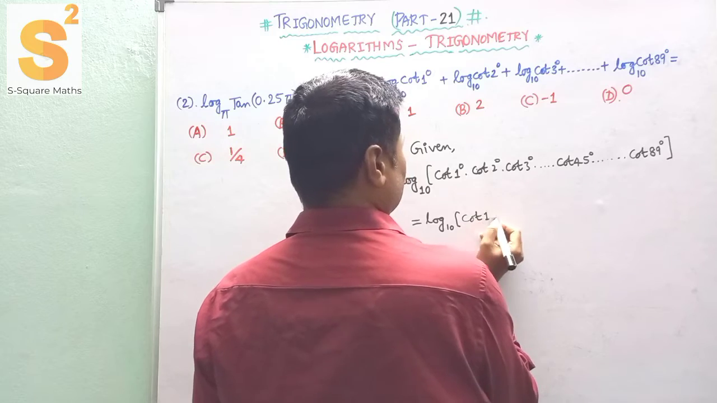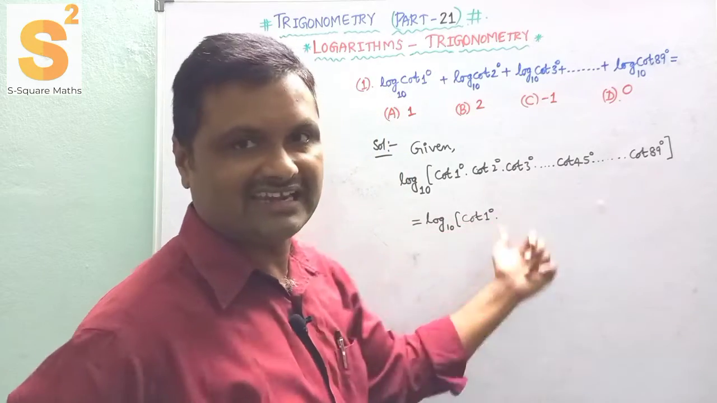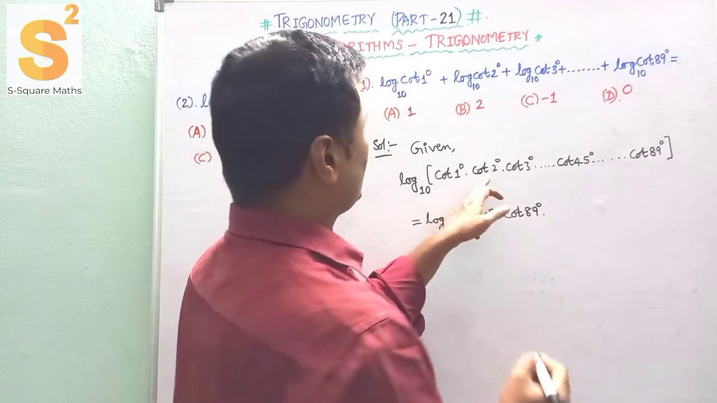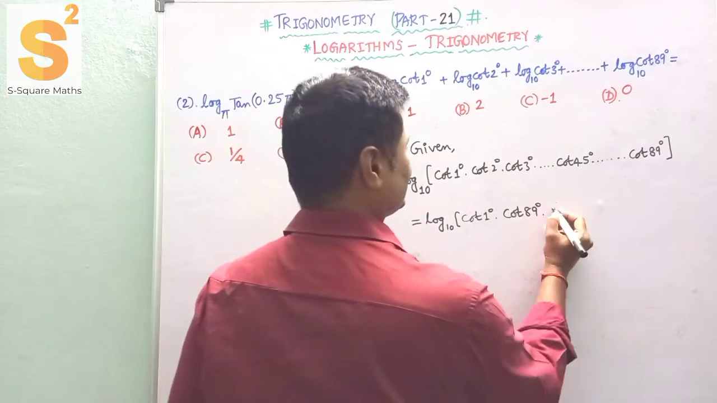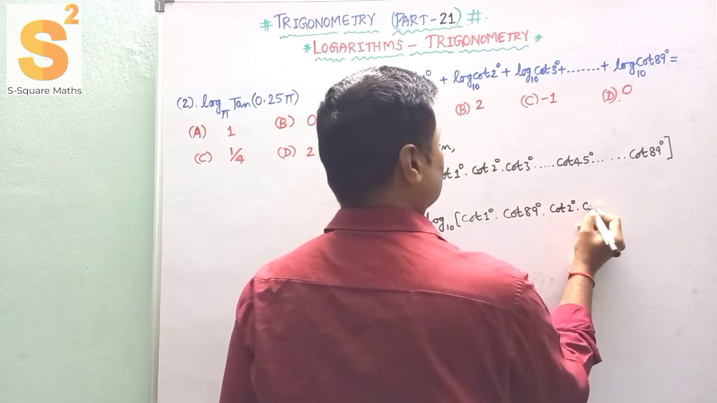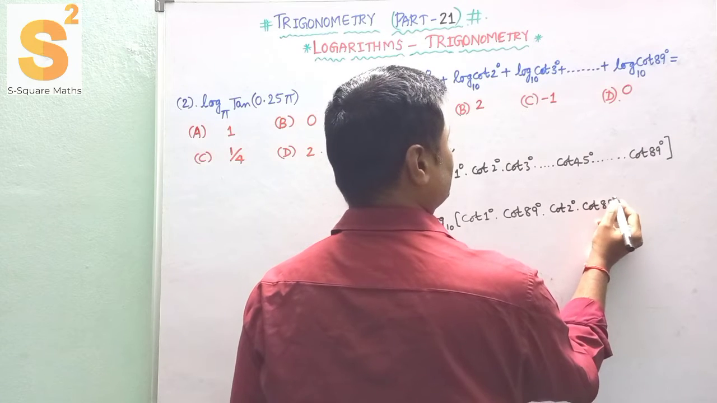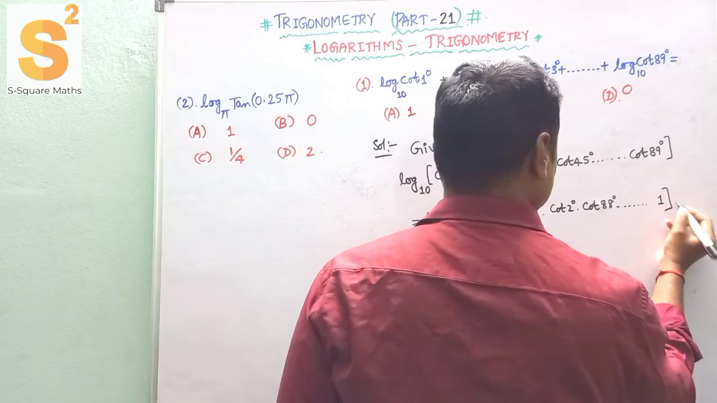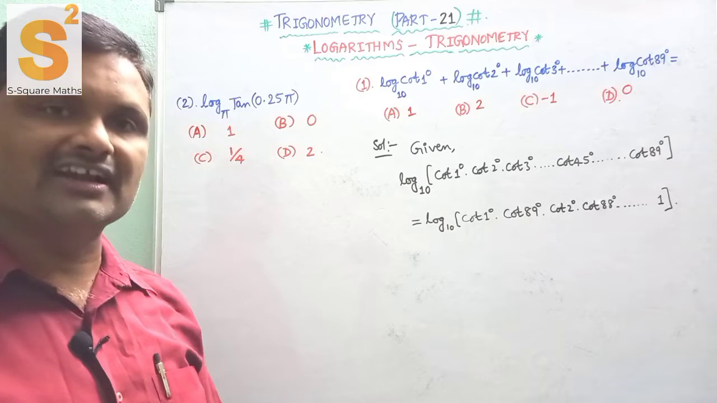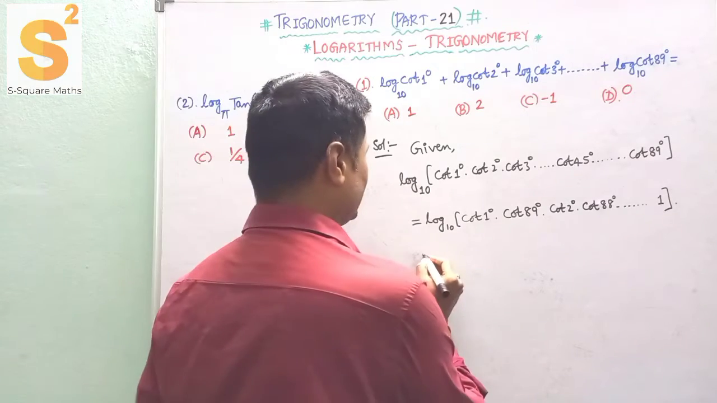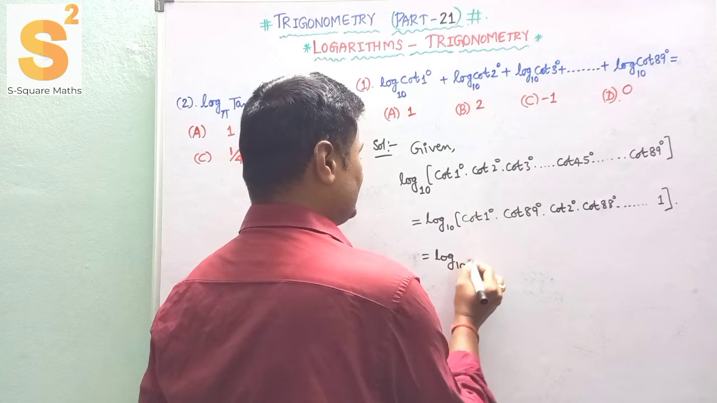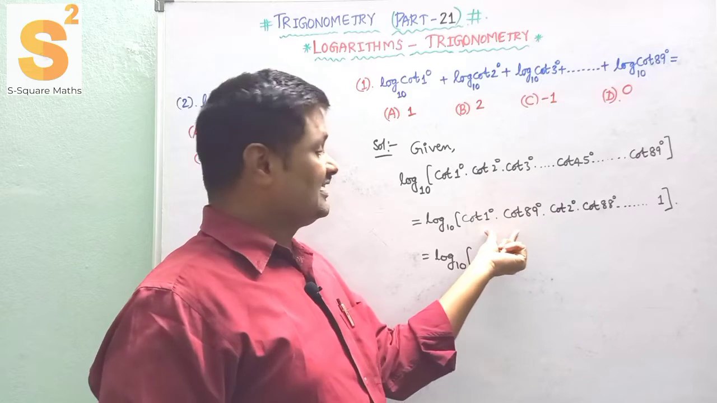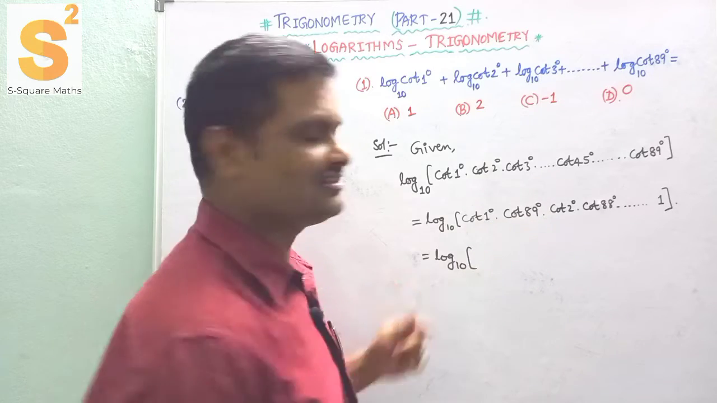Cot 1 degree into cot 89 degrees, I am clubbing, into cot 2 degrees and cot 88 degrees, so on, like that we will get, and finally 1. So like this we can go on clubbing the values. So here log to the base 10, cot 1 degree and cot 89 degrees, they are trigonometric ratios of complementary angles. I can split like this.